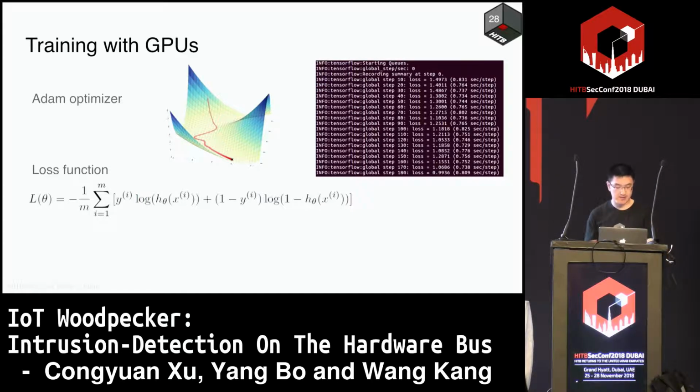We just feed the data and do the training. We choose the Adam optimizer, which is based on stochastic gradient descent, SGD. The loss function is defined by cross entropy. In the loss function, theta is the undetermined parameter, m is the mini batch size, x and y are the training data pair, and h theta is the model function defined by the parameter theta. And this is the training progress. The loss decreased rapidly, and we got a good result.